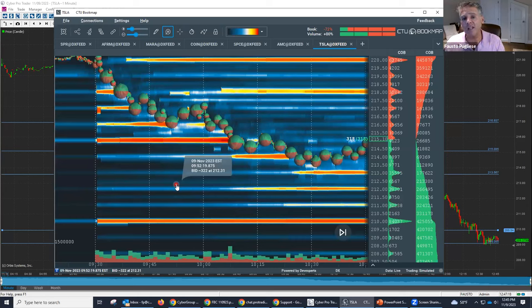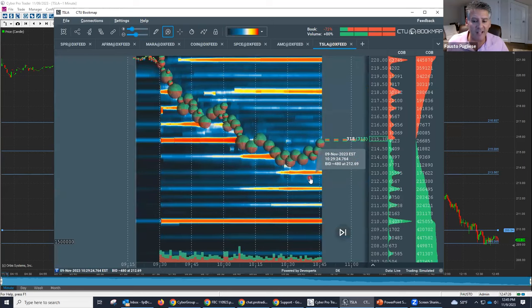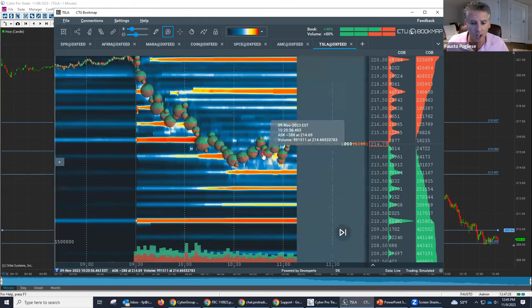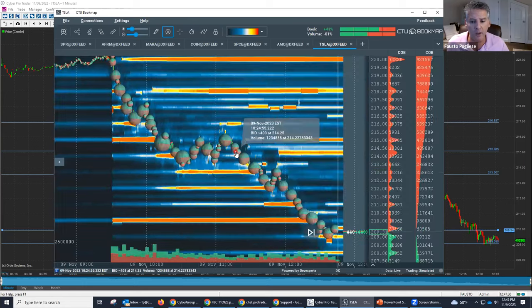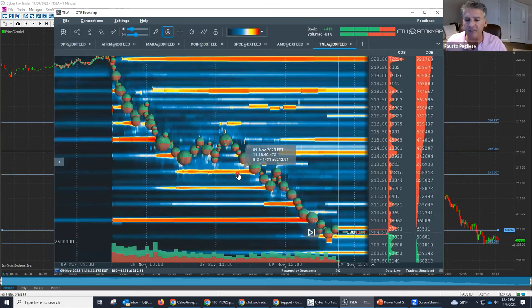You know when it's a good sign? When he doesn't get executed. That's a good sign. But in this case, he did get executed, and that's a bad sign. And that's why the stock kept going lower and lower. There were buyers at every price, but they kept getting executed and executed and executed.